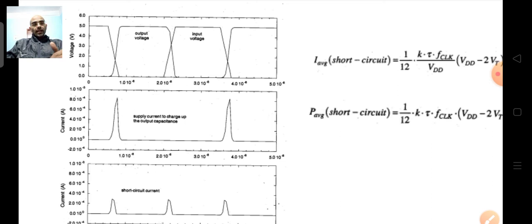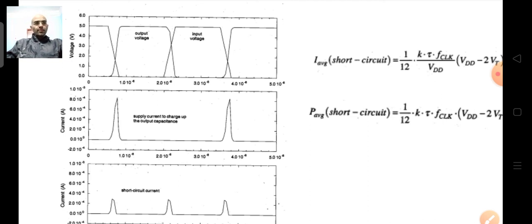Okay, so at this instant, what will happen? Your circuit will be near your threshold voltage. So at this instant, both NMOS as well as PMOS will operate in the saturation region. Okay, so that is what is important.